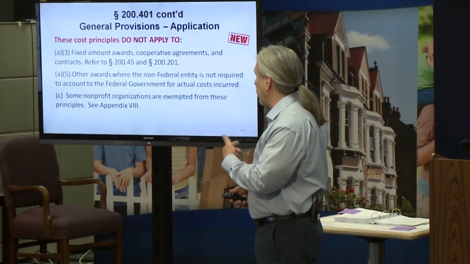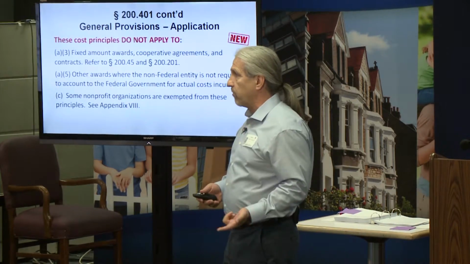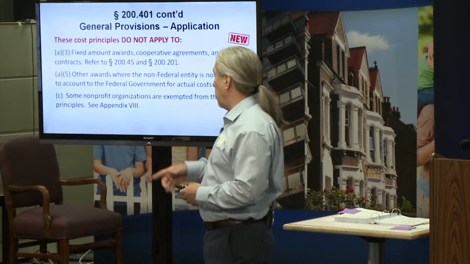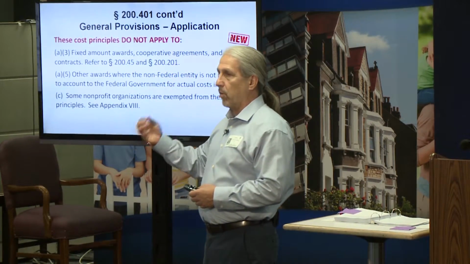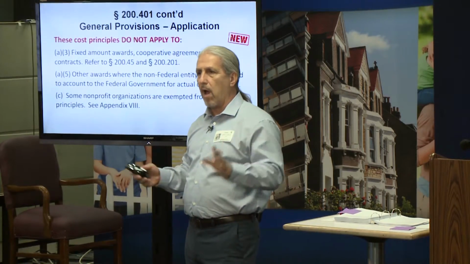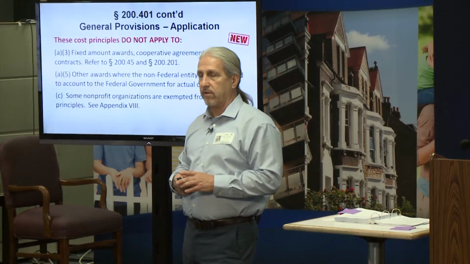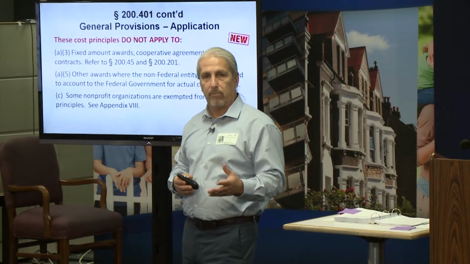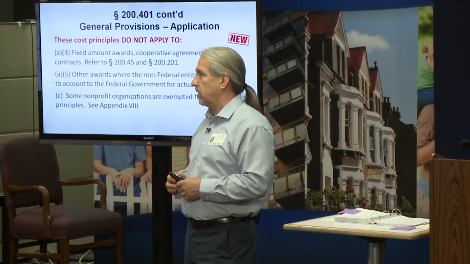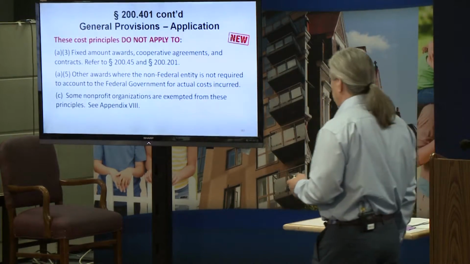A5, new language, other awards where the non-federal entity is not required to account to the federal government for actual costs incurred. And then paragraph C, if you go to appendix 8, there are I think about 30 some odd individual organizations that are nonprofit organizations who have specific exemption from the cost principles. So that's the changes for general provisions.